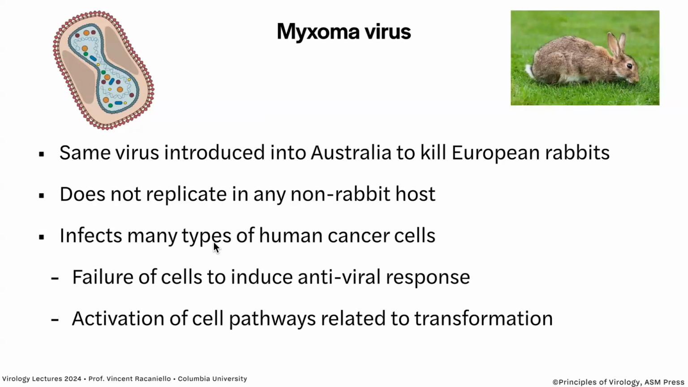As I mentioned, myxoma virus is a non-human animal virus that is being used experimentally for treating tumors. It's the same virus introduced into Australia to kill European rabbits, if you remember. It doesn't replicate in any non-rabbit host, but it infects many types of human cancer cells. And we're not sure why. Maybe part of it is that the cancer cells don't have an antiviral response, and the pathways related to transformation in tumors seem to make them permissive to many viruses. But this is being explored to treat a number of human cancers.